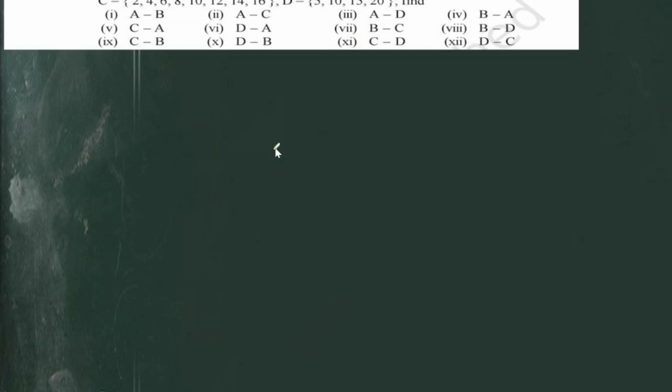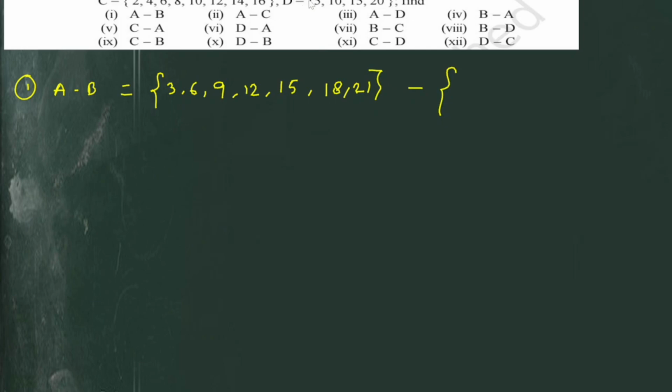Next, we'll solve some sums based on this concept, difference of set. So how to find difference of set? Here four sets A, B, C, D are given. We have to find this result. A minus B equals to, so set A is 3, 6, 9, 12, 15, 18, 21, minus set B, 4, 8, 12, 16, 20.